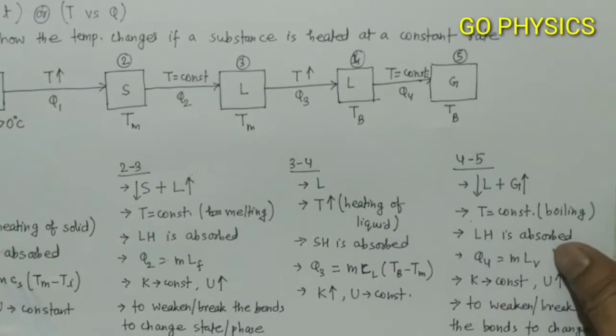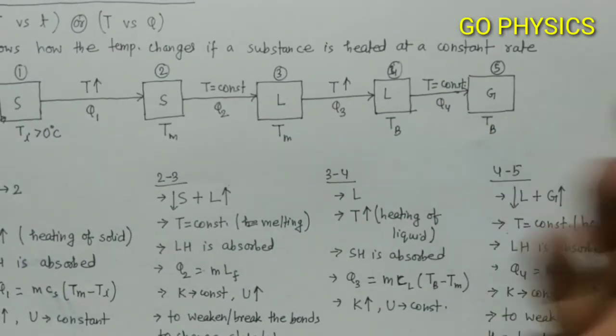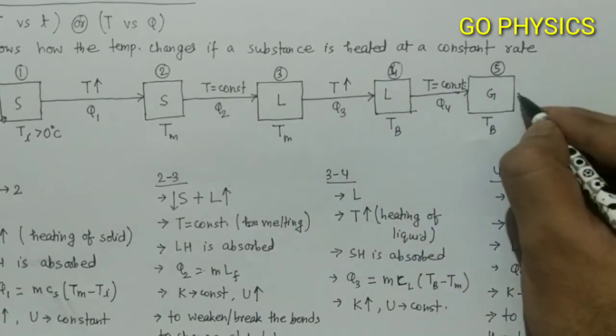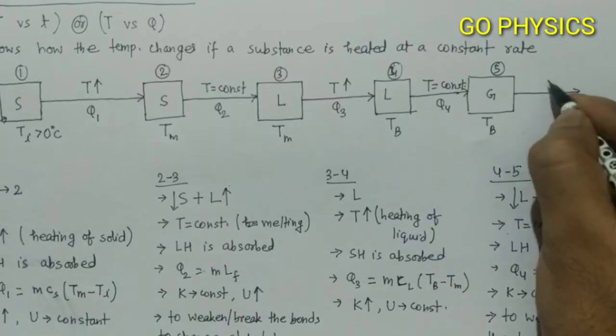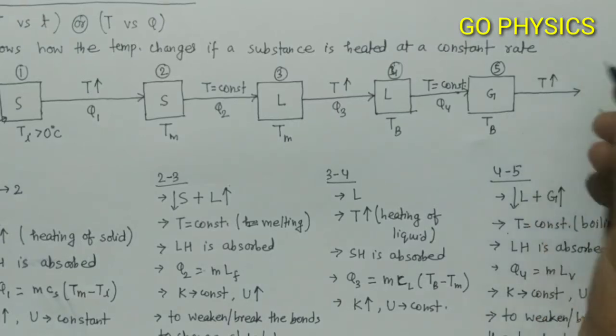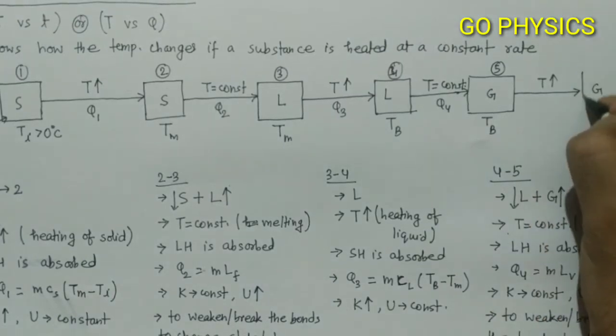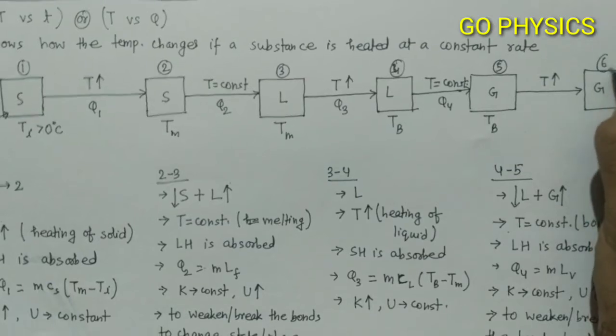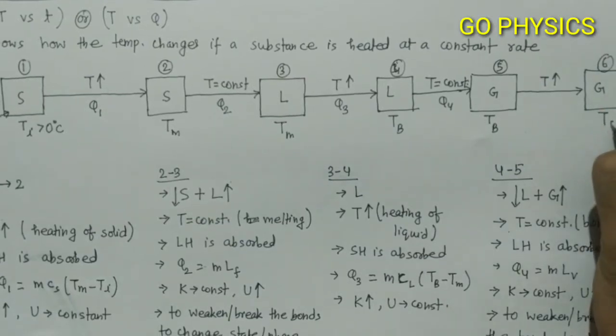Now since the heat is continuously supplied to the system at a constant rate, what will happen? The temperature of the gas will keep on rising now. And let us suppose the final temperature of the gas that we want is Tf.